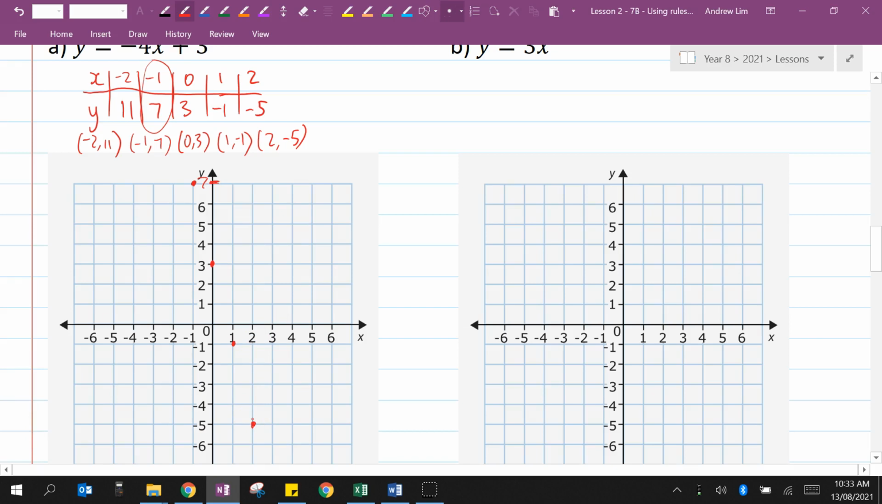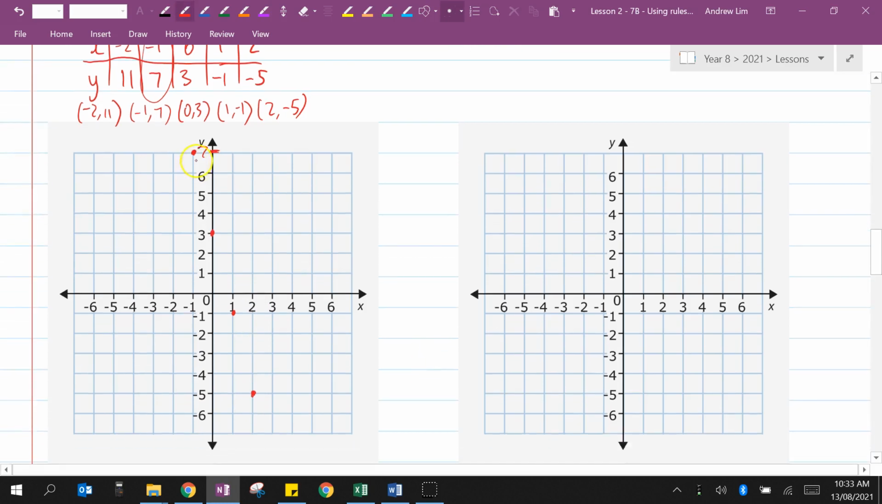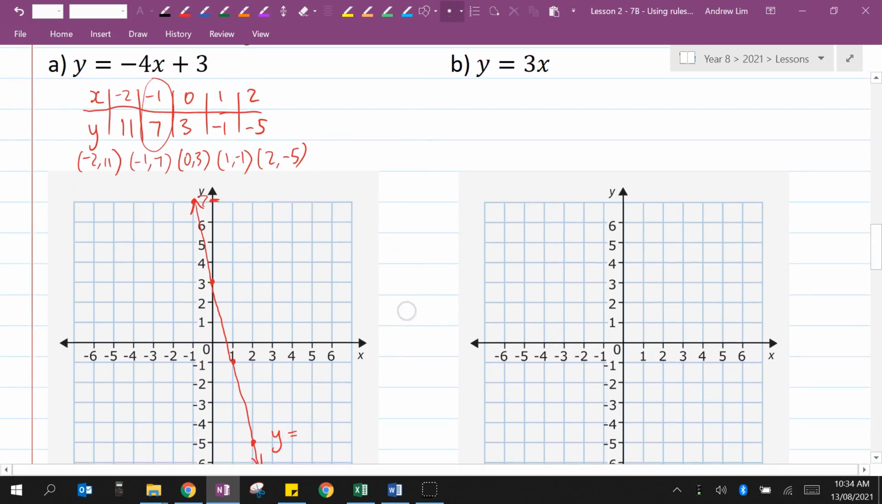And you'll notice that the 4 dots that I've plotted, if I were to connect those dots, it'll form a straight line. So you know that you've done it correctly. And I will put arrows on the endpoints of that. Okay, so use a ruler. I don't have one on me, but use a ruler and have a go with doing that. And the next thing I would probably do is also label this graph with the rule that it was: y equals minus 4x plus 3.